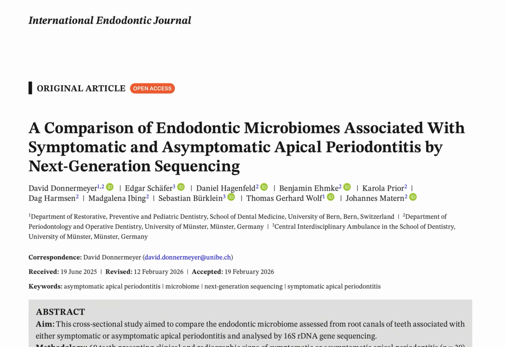Today's paper was done by Donnermeyer and his group. It was published last month in the IEJ, titled A Comparison of Endodontic Microbiomes Associated with Symptomatic and Asymptomatic Apical Periodontitis by Next Generation Sequencing. The aim of the study is to compare the endodontic microbiome of teeth with symptomatic and asymptomatic apical periodontitis and test whether alpha and beta diversity differ between groups.